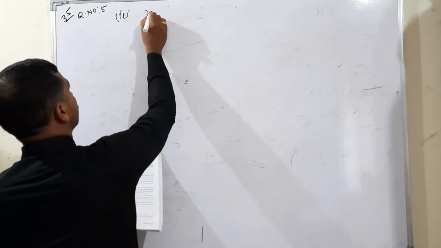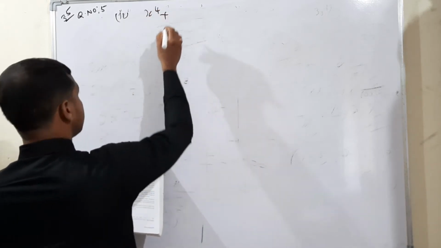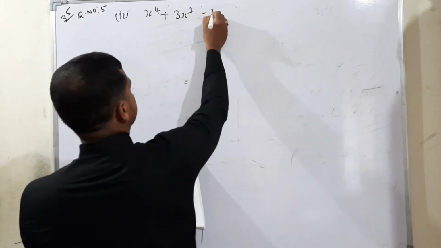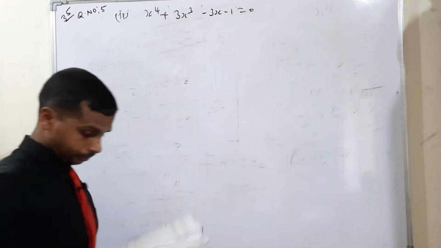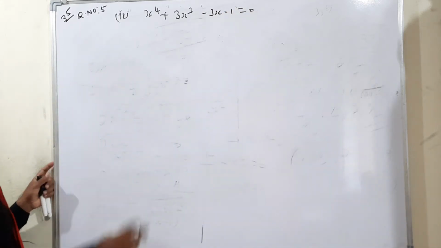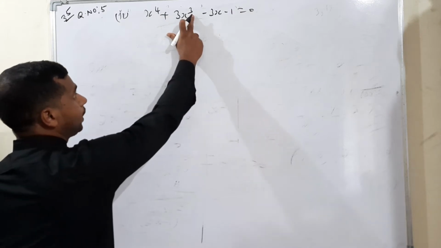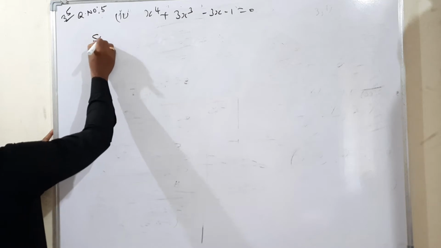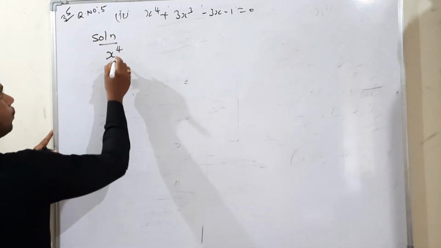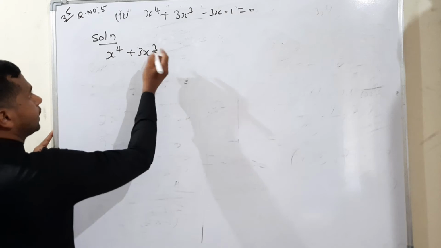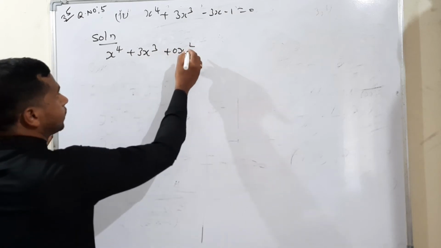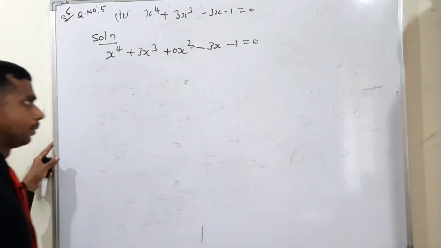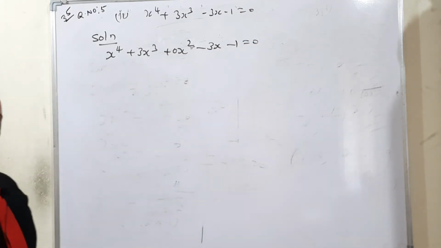x power 4 plus 3x cube minus 3x minus 1 is equal to 0. First we have to rearrange it because power 4 is there, power 3 is there, nothing for square. So we have to add 0 x square, isn't it? So solution: x power 4 plus 3x cube plus 0x square then minus 3x minus 1 is equal to 0. This is, look at there, type 2 of reciprocal equation.